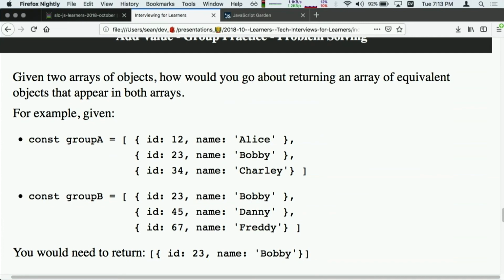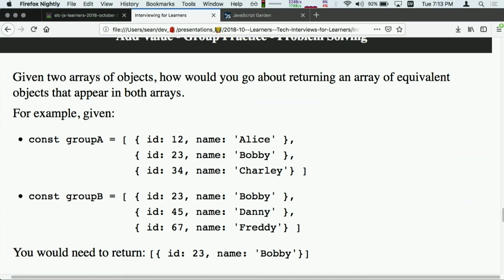So now on to one of the more high-level ones, your problem-solving ones. Given two arrays of objects, how would you go about returning an array of equivalent objects that appear in both arrays? I've given you two different examples of arrays. Each one has objects in it with IDs and names. So we want to create a single array with all of the matching objects. Does anybody want to take a stab at how you would answer this in an interview situation?